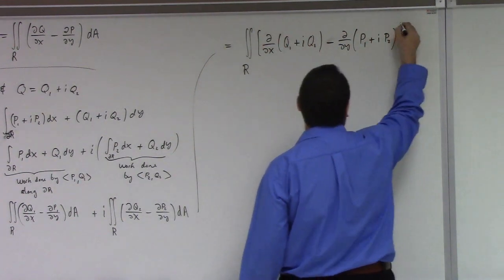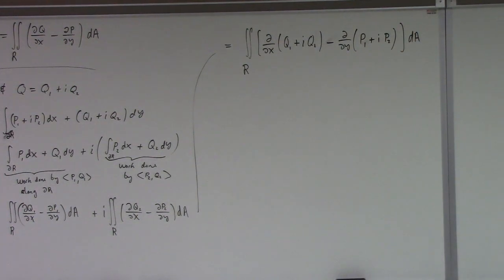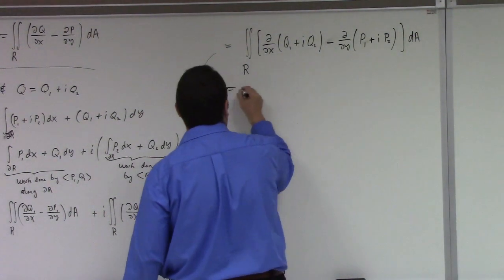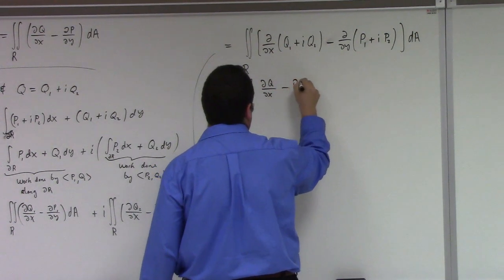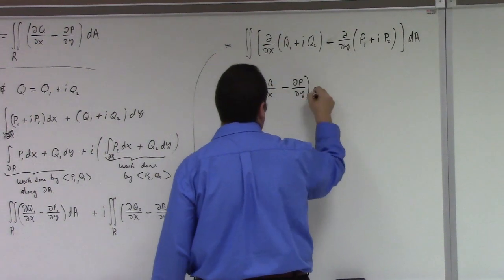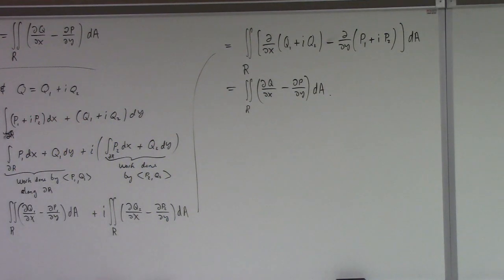And using the definition of partial differentiation of a complex valued function, which is just that we partial differentiate the real part, partial differentiate the imaginary part one at a time, this is exactly partial q partial x minus partial p partial y. So good news, folks, Green's theorem is still true if we let P and Q be complex valued. The natural definitions make it so. All right? Any questions about this so far?